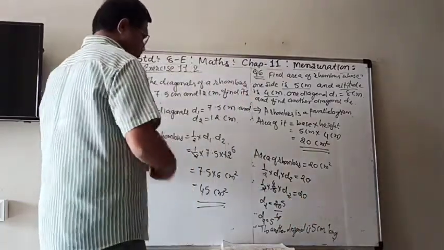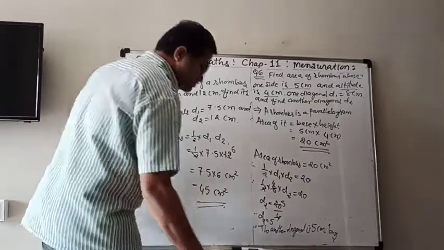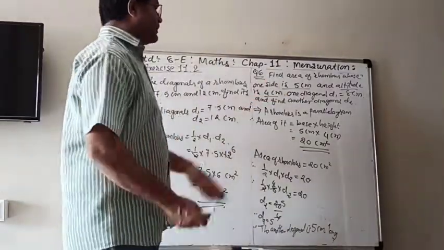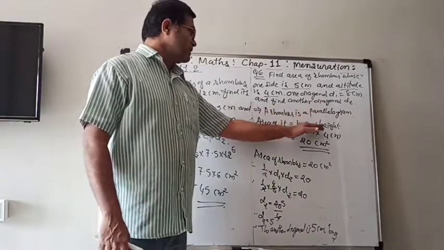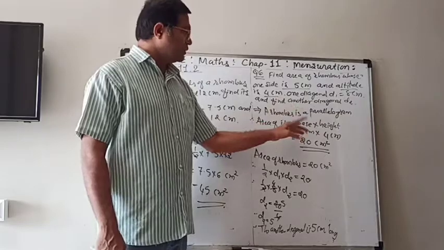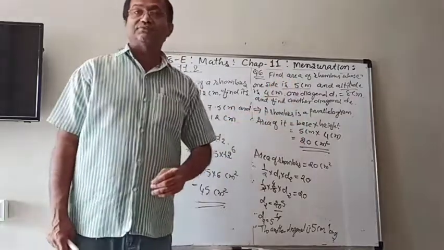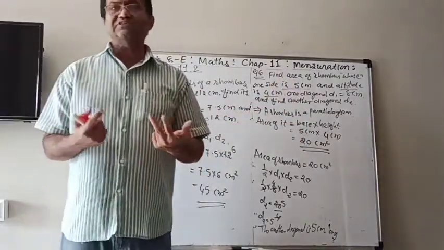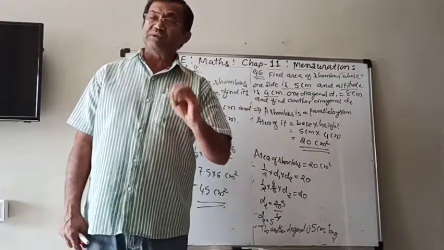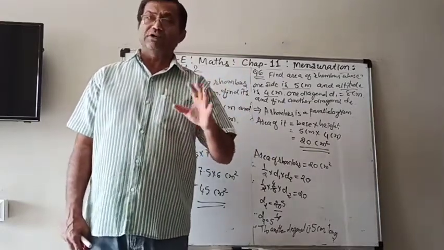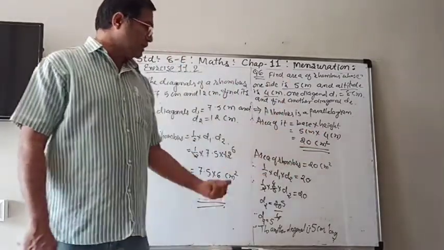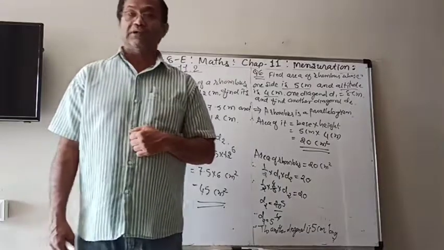So here you should just remember that a rhombus is a parallelogram, therefore base multiplied by height or base multiplied by altitude. By that formula we have to find the area of the rhombus, because both the diagonals are not given but base and an altitude are given. So it is a special type of parallelogram. So we have to use that formula, and then from that we have to find the other diagonal.